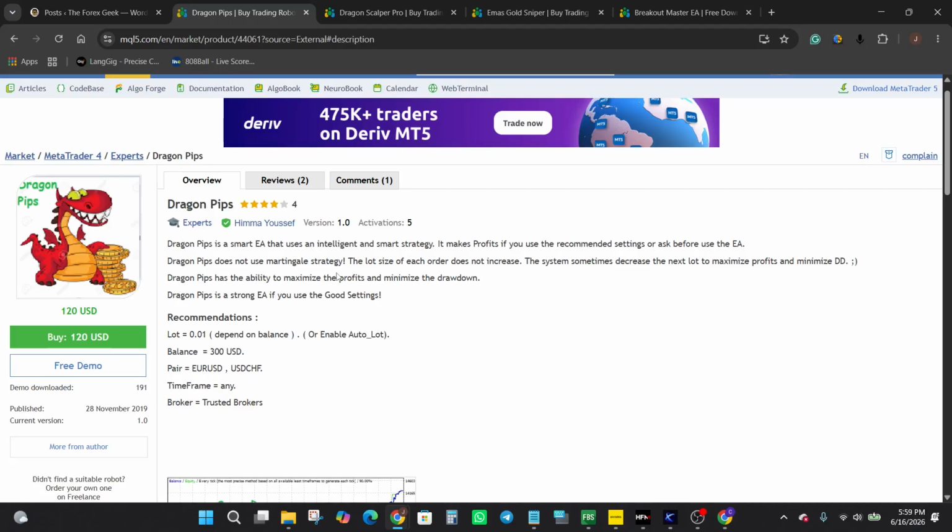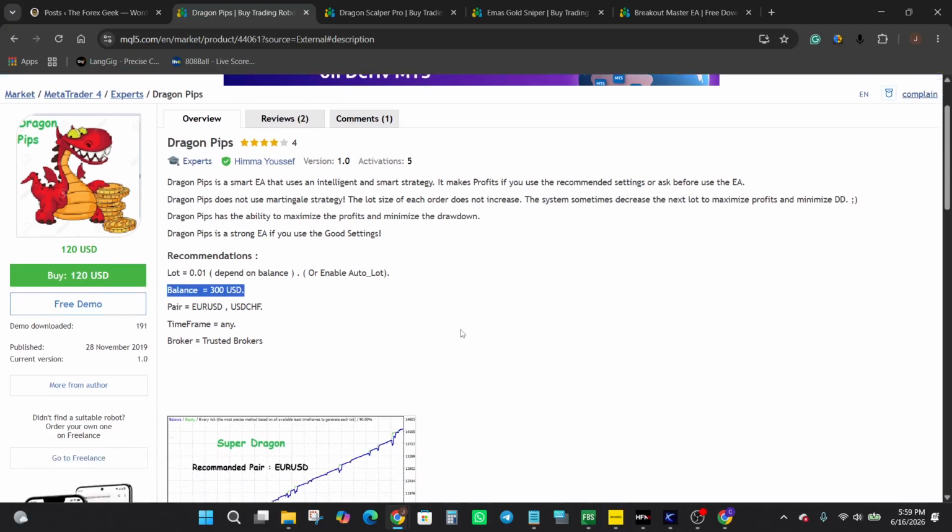The suggested starting lot size is 0.01 lot, depending on account balance, or alternatively, users can enable the auto lot feature if they prefer automated position sizing. The recommended account balance is listed as 300 US dollars. For trading instruments, the developer recommends Euro USD and USD CHF. The marketplace page also states that the EA can be used on any time frame, which gives users flexibility when testing different chart settings.